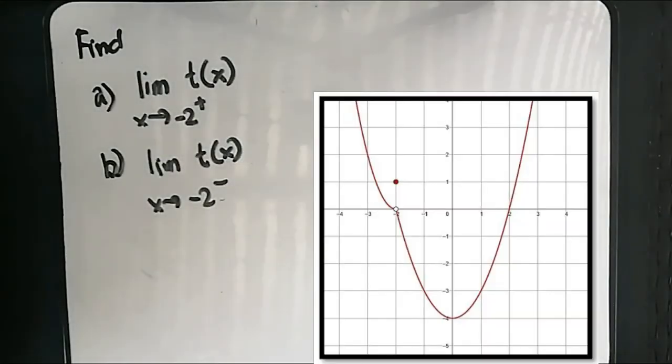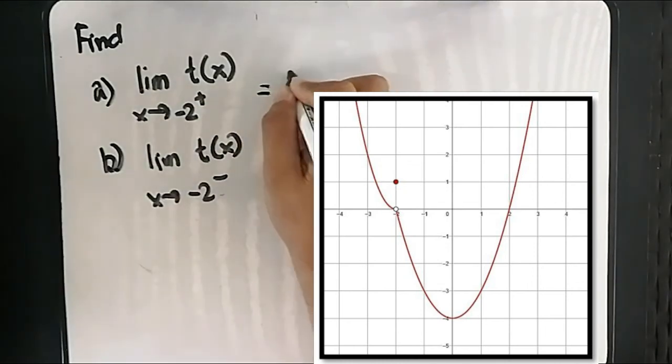Another example is, let's say this is the graph of t of x. We want to find the limit of t of x as x approaches negative 2 from the right and the limit of t of x as x approaches negative 2 from the left. So looking at the graph, pag tinignan natin yung values of x as x approaches negative 2 from the right, makikita natin na papalapit siya kay 0. So the limit of t of x as x approaches negative 2 from the right is equal to 0.